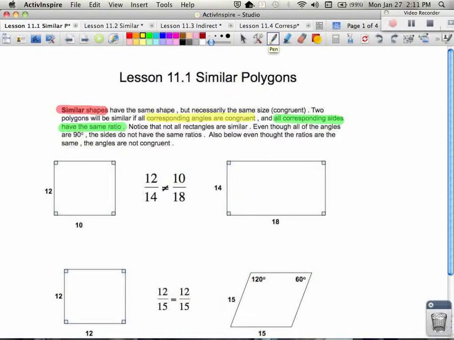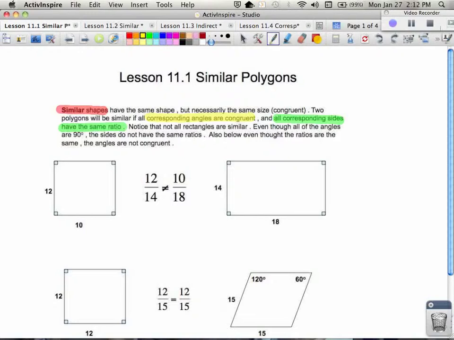Even though all of the angles in the rectangle on the left are 90 degrees, they're not all similar. Look at the left, you see a rectangle. Look on the right, you see a rectangle. All the angles on the left are 90, all the angles on the right are 90. So all the corresponding angles are congruent. And when you look at the sides though, the sides do not have the same ratio.